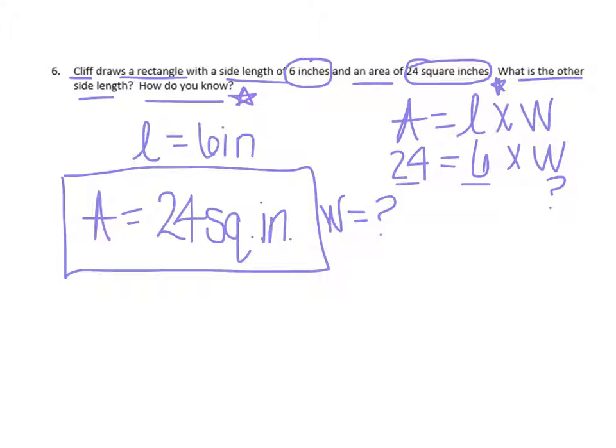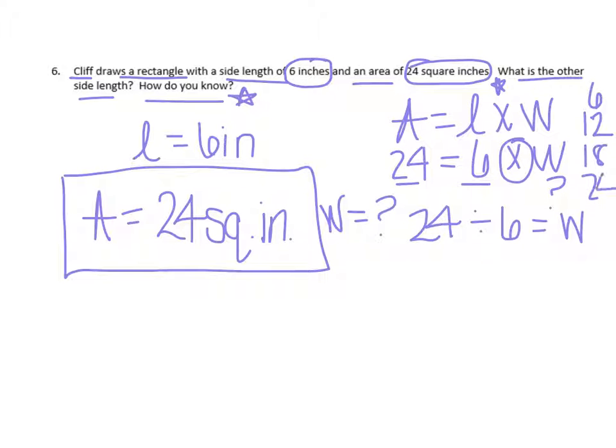Pause the video while you work to solve. Replay when you are ready or if you get stuck. So I'm going to have to take 24 and divide it by 6, which is the opposite operation of multiplication, in order to figure out the width. So what is 24 divided by 6? Let's count by 6s until we get to 24. So 6, 12, 18, 24. So that was 1, 2, 3, 4 times. So 4 inches is equal to the width.